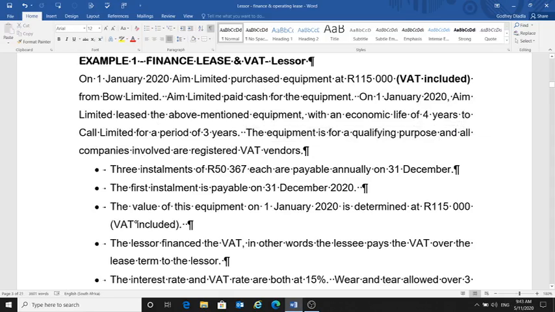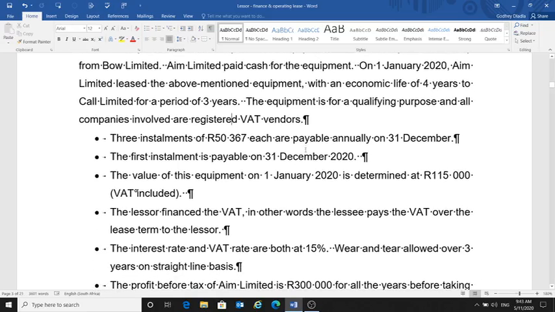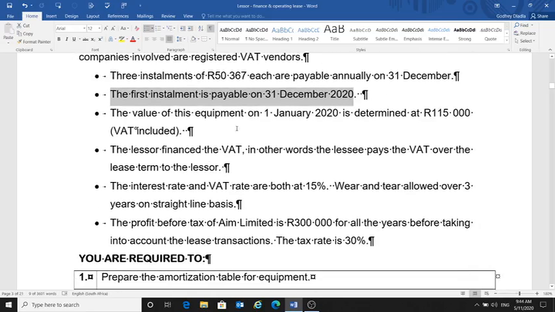Right, so everyone here is registered for VAT, so they can claim VAT in this instance because the equipment is for a qualifying purpose. There are 3 installments payable annually on 31 December. Immediately when I see 31 December and this transaction started 1st January, I know it's arrears, because the payment is at the end, not at the beginning. If it was at the beginning, it was in advance, but this one is at the end of the year, so you can see it is arrears. The first installment is payable on 31 December. They keep telling us it's arrears, but maybe they're emphasizing that we do not miss it.